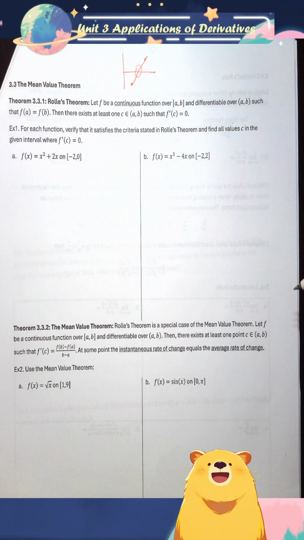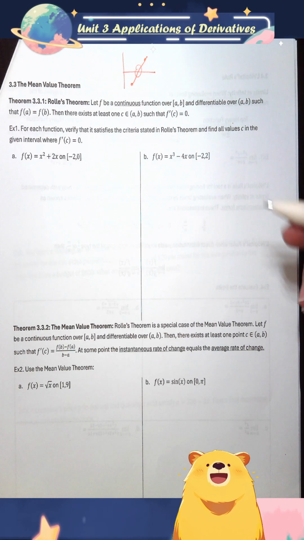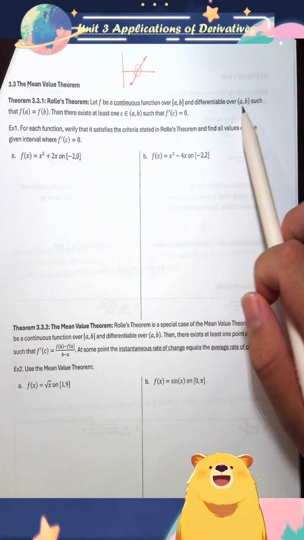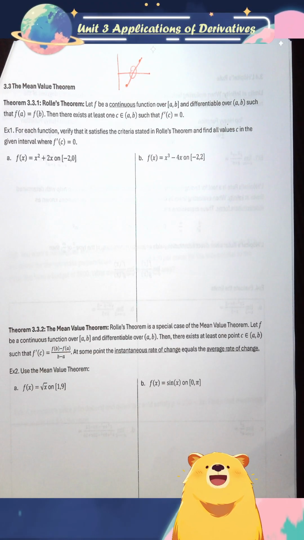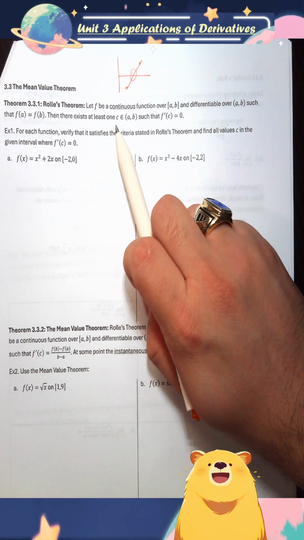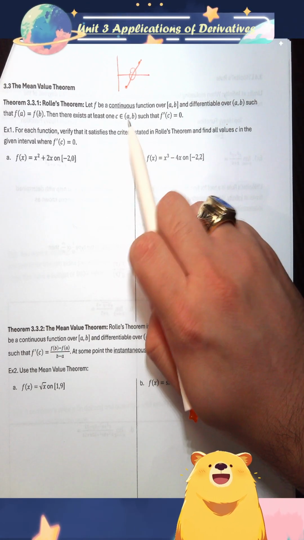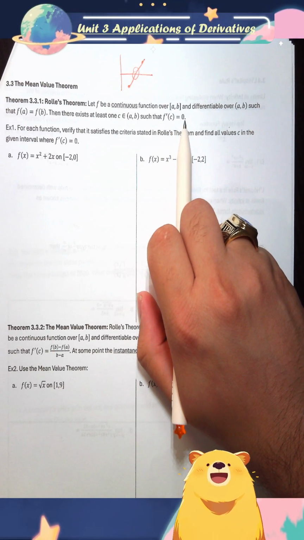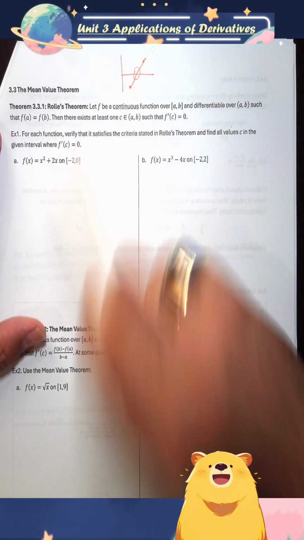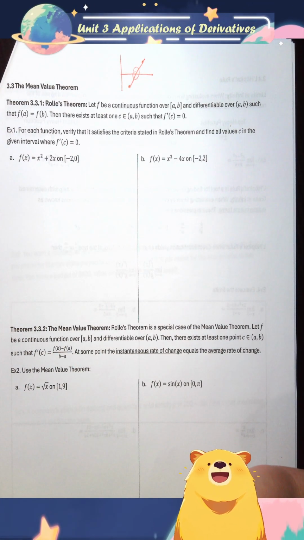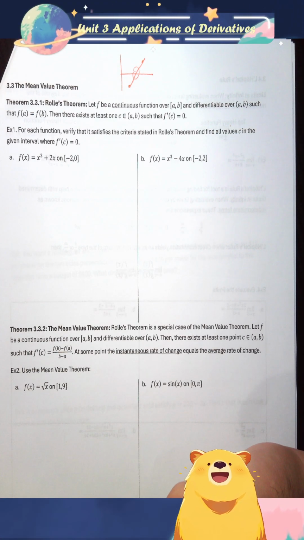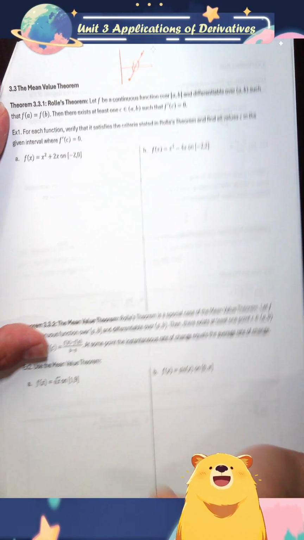Let's start with Rolle's theorem. Rolle's theorem says let f be a continuous function over the interval a to b and differentiable over a to b such that f of a is equal to f of b. Then there exists at least one value c in between a and b such that f prime of c is equal to 0. For each function, verify it satisfies the stated criteria in Rolle's theorem, and find all the values c in the given interval where f prime of c is equal to 0.